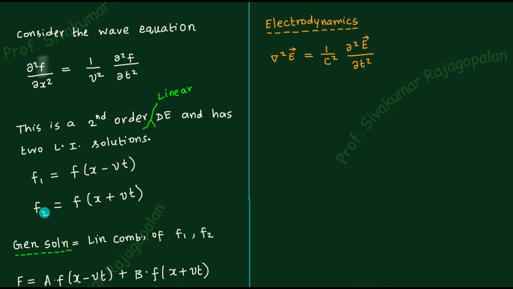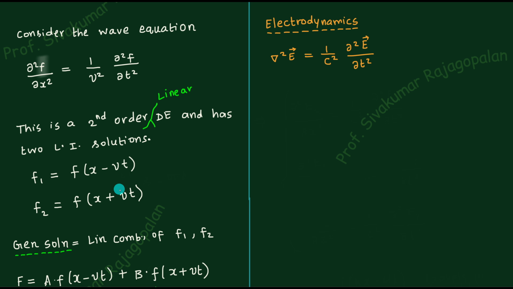So you ask the question: what is the second linearly independent solution? The answer turns out that it is the same wave, but it has to propagate in the other direction, meaning the negative x direction. If there is a minus there, it represents propagation in the positive x direction. If there is a plus here, the wave is propagating in the negative x direction. That's all. So these are the two linearly independent solutions.